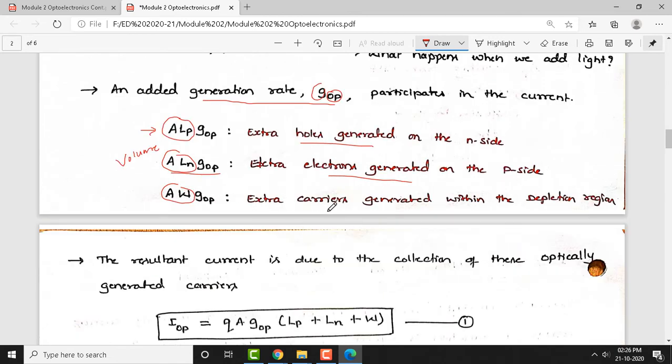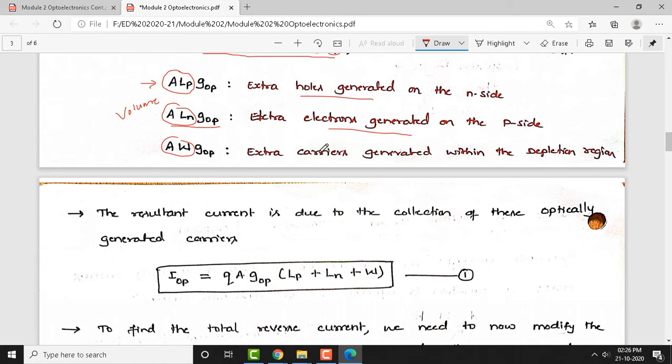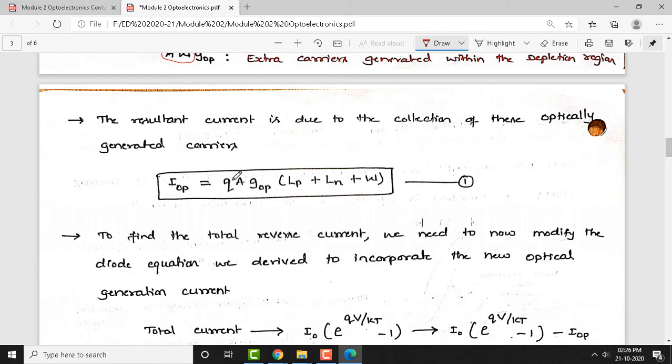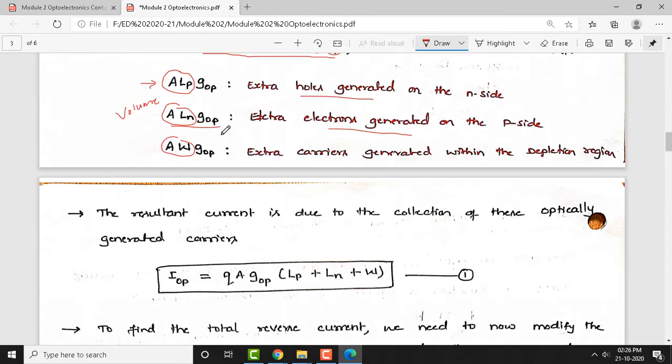So, A times G_OP is the carriers generated within the depletion region; it is not only electrons here, generally we indicate carriers. The net current flowing from N to P is given by the sum of all these terms multiplied with Q. If you take A times G_OP as a common factor and multiply that with Q and the remaining terms, you can see L_p, L_n, and W. Within the depletion region we have three segments: one for L_p towards the N side, L_n towards the P side, and W is the depletion region. So, equation 1 gives you the optical current.